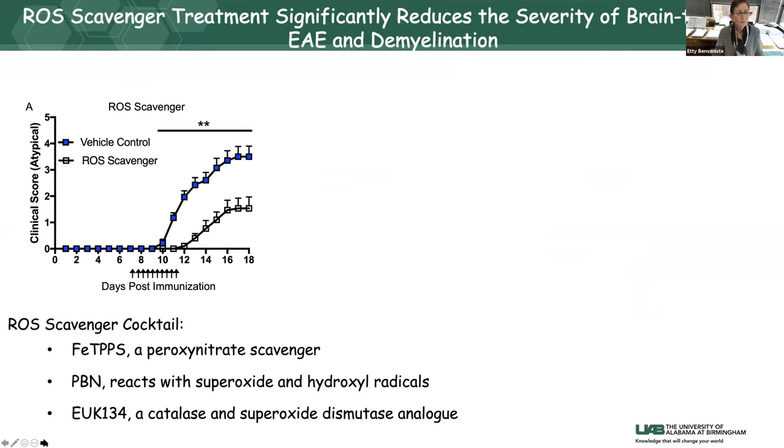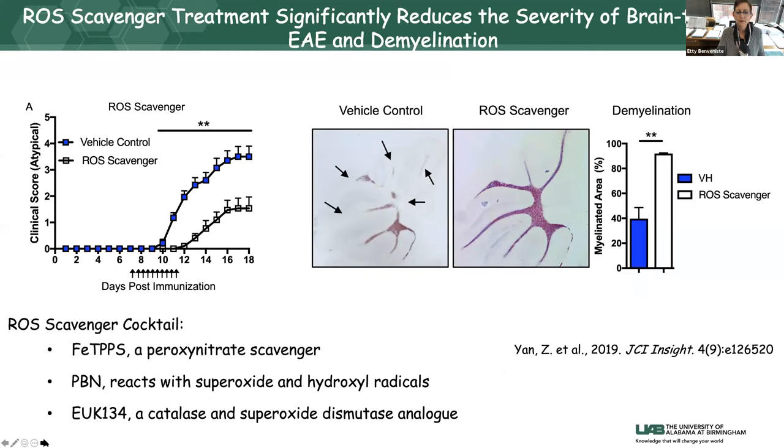So the first question then is, is this ROS production by neutrophils relevant to brain-targeted EAE? And to answer this, we did an in vivo experiment treating mice with a ROS scavenger cocktail, as shown here. And what you can see is that the clinical score of brain-targeted EAE is significantly reduced. Demyelination is actually prevented. And so this implicates ROS.